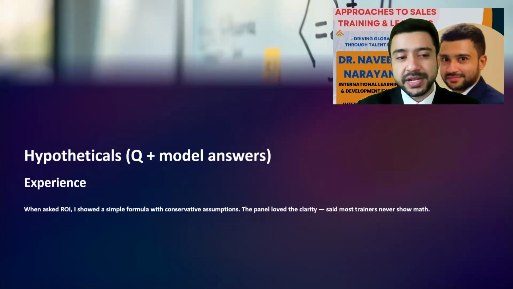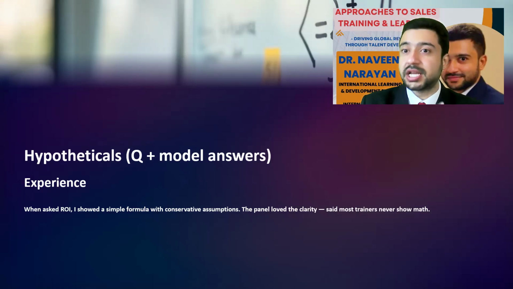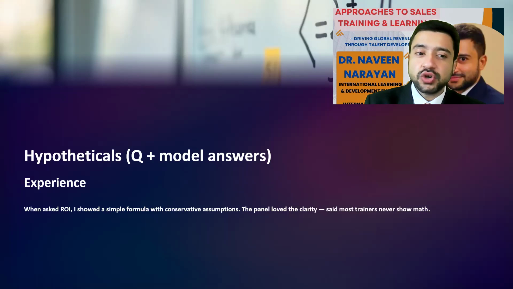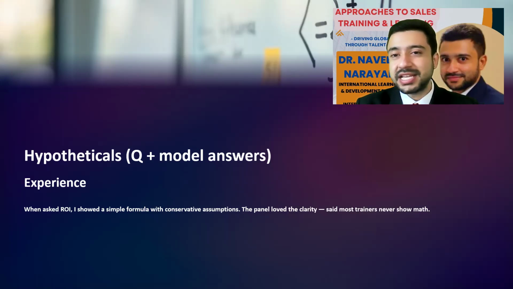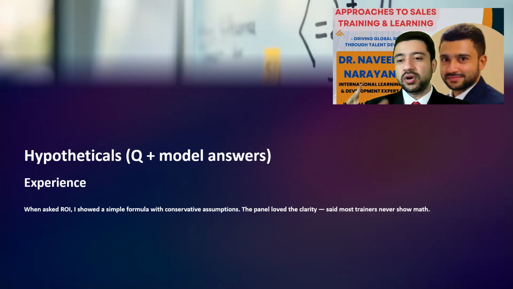Ultimately, my experience is that when you asked me how to increase return on investment, I showed a simple formula with conservative assumptions. The panel usually loves that clarity. They said most trainers never show the maths, but I want to show the maths properly so that I can have the proper focus upon myself.